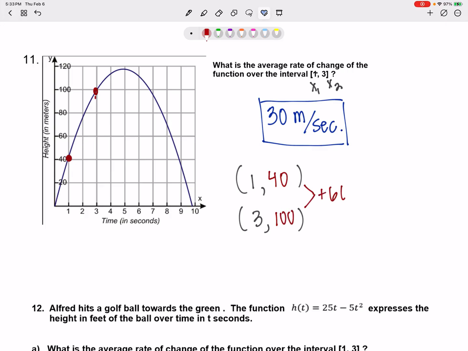That's a change of positive 60 over a change of positive 2. 60 divided by 2 is where this 30 is coming from. And then why is it meters per second? Because your change in y, I believe it's meters. Yes, it is. It's labeled as meters right here. Height in meters over your change in x, which is seconds. So that's where your meters per second come from. Meters per second. And 60 over 2 is 30.